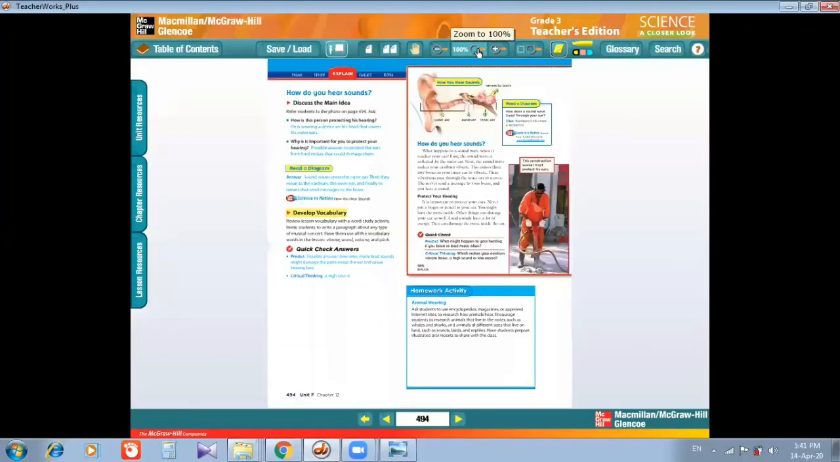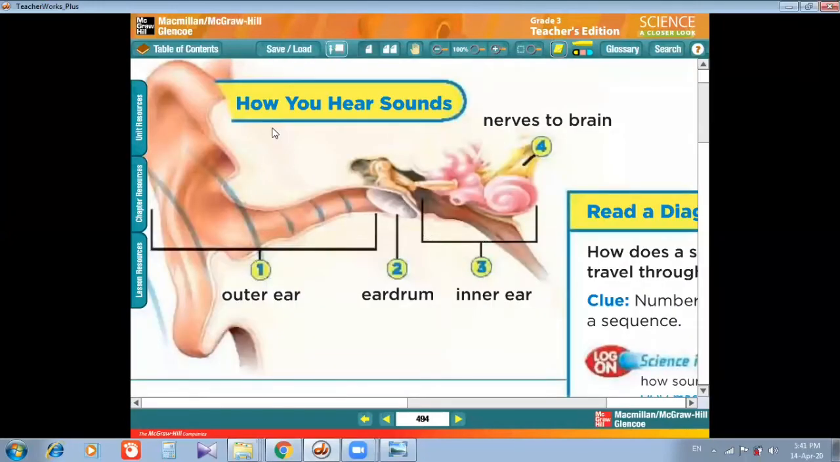On the next page, a picture of the ear is given. Let me explain it to you first. This one is your outer ear. This is the picture of the outer ear, all of this. This one is the eardrum. And this is the inner ear. Outer ear, eardrum, and inner ear. There are three little bones in it.